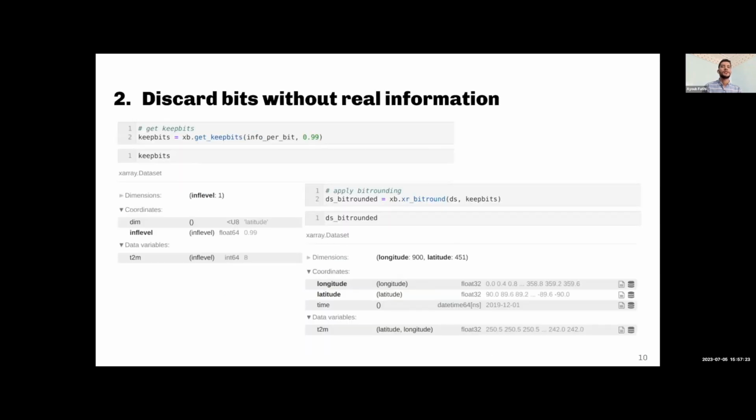For the second step, we get the key bits. And the key bits, as I mentioned earlier, refers to the number of bits from the mantissa that are necessary to retain most of the real information. In this particular case, the key bits value is calculated to be 8 bits.